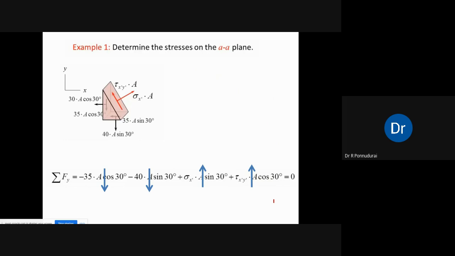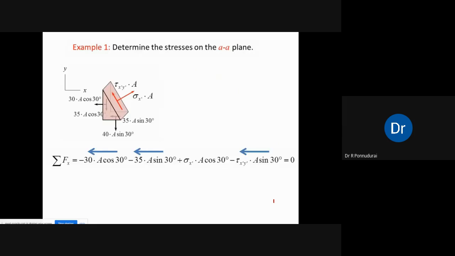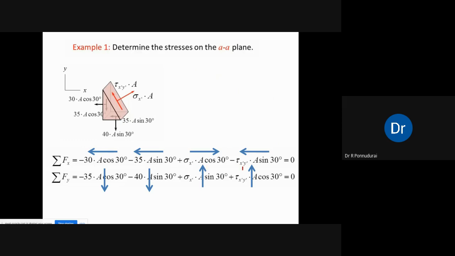So we analyzed this triangular element for horizontal as well as vertical components. We use the expressions sigma Fx equal to 0 and sigma Fy equal to 0. We can go for the solution now. We have two equations, and the unknown quantities are only sigma x dash and tau x dash y dash. Since A is common to both sides, it can be cancelled. So you can calculate sigma x dash and tau x dash y dash from these two equations.